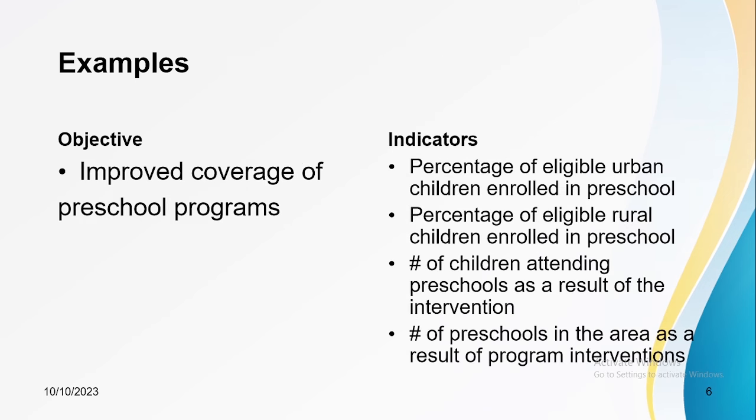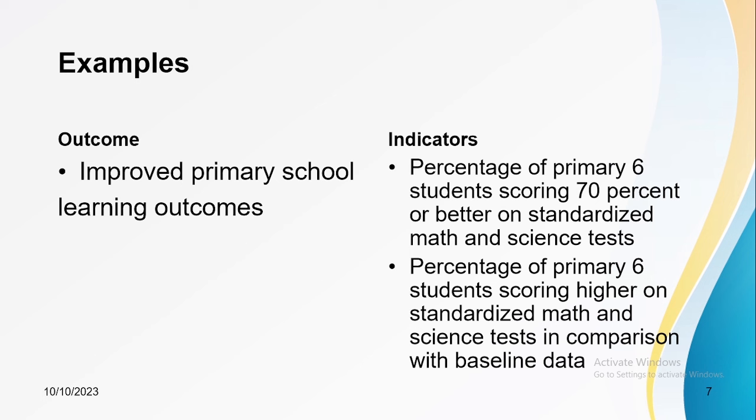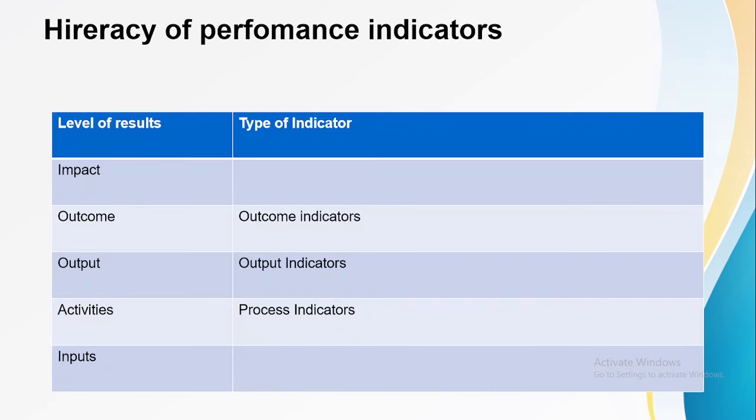Still an objective we have here: improve coverage of preschool program. What will show that there has been improved coverage in a preschool program? It will be a percentage of eligible urban children enrolled in the preschool. Maybe the percentage is high, it has increased from where it was. Percentage of eligible rural children enrolled in the preschool, and children attending preschools as a result of the intervention, and preschools in the area as a result of the intervention. Then outcome, improve primary school learning outcomes. Percentage of primary students scoring 70% or better on standardized math and science.